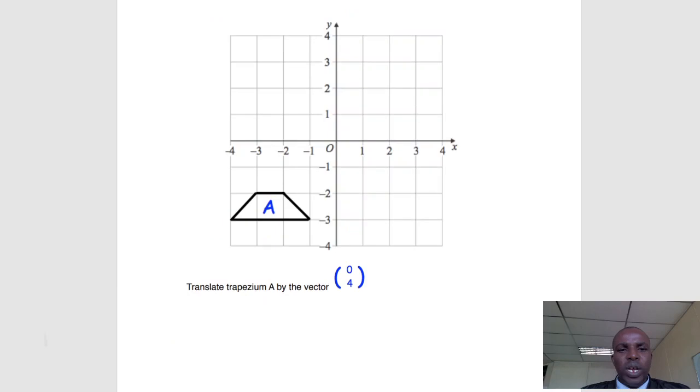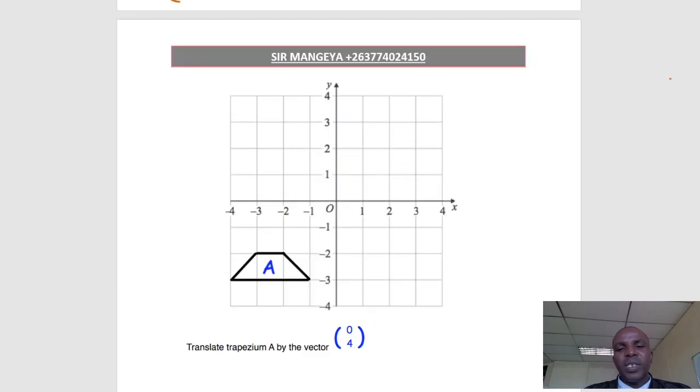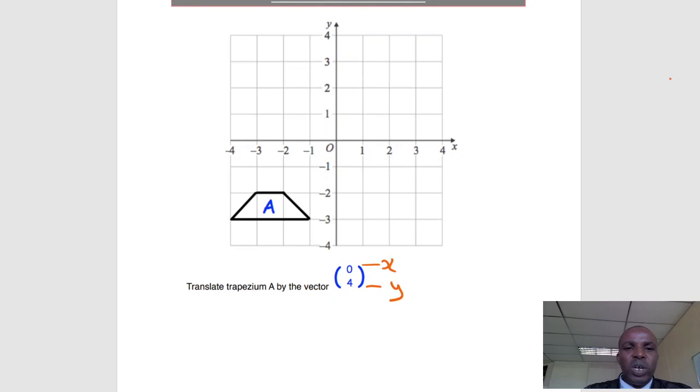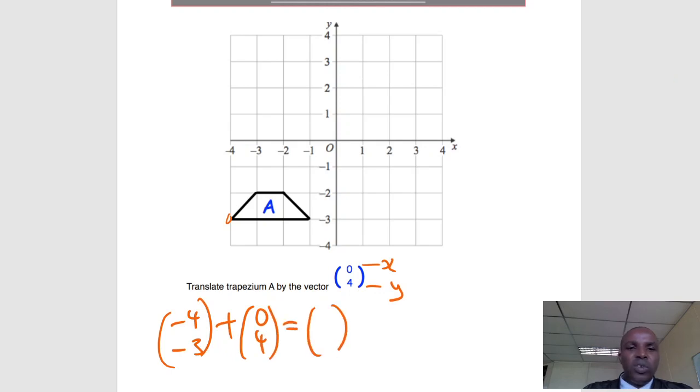Translate trapezium A by vector 0, 4. X, and this one is Y. Y moves 4 steps, but X, no. You can add each and every point. This one is minus 4, minus 3. You add the vector 0, 4. You get your image. You take another original point, which is this one, minus 3, minus 2. You add vector 0, 4.